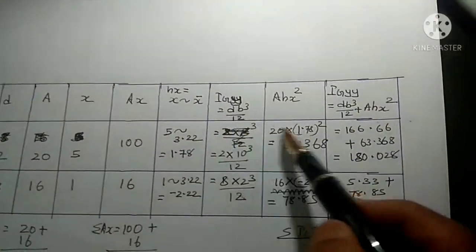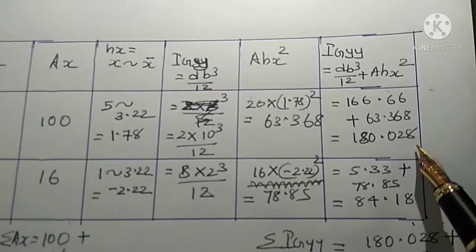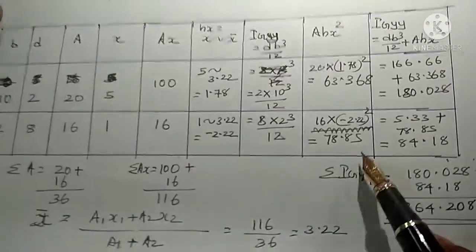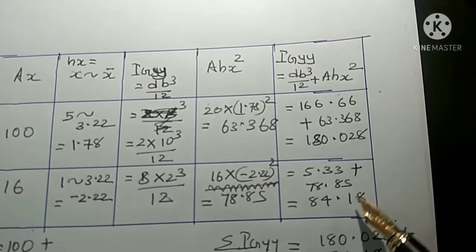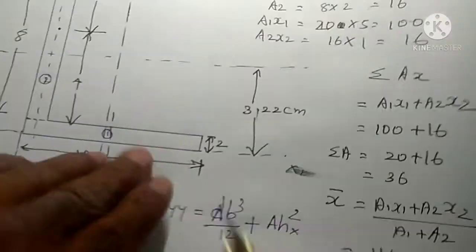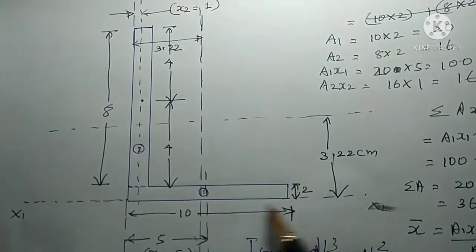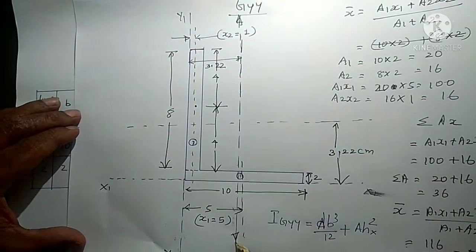And finally, on adding these two, for the first component it is 180.028. For the second component, it is 84.18. So we have to add these two values in order to find out the moment of inertia of this whole lamina about the vertical centroidal axis.